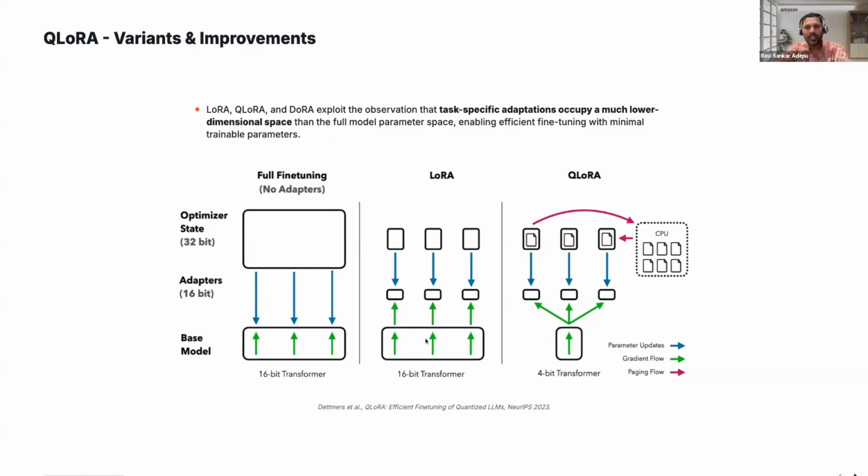QLoRA's move is to quantize the frozen base model down to 4-bit. So the weights you are not training take up a quarter of the memory or even less, and then you train the LoRA adapters on top of the quantized model. So the base stays frozen and compressed. Only the adapter weights are learned in full precision. The result is that you can fine tune enormous models on a single GPU that previously would have needed a whole cluster.